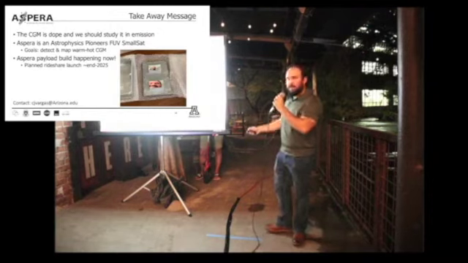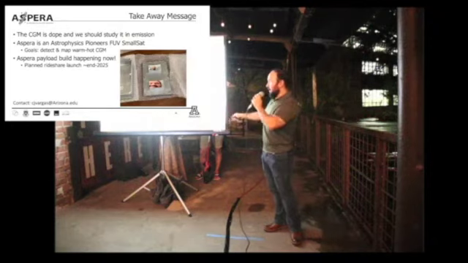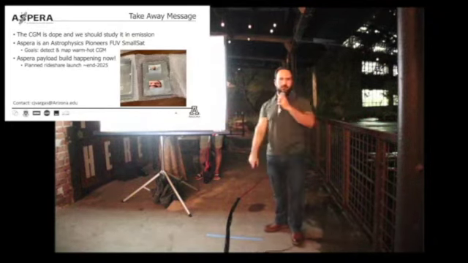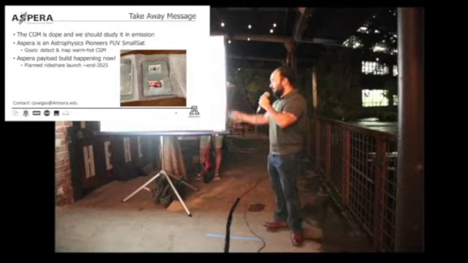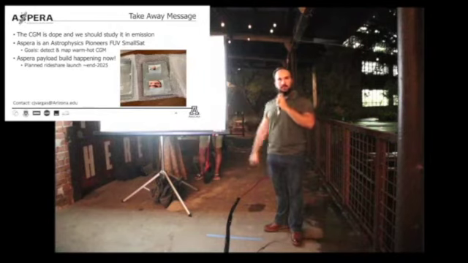ASPERA is an Astrophysics Pioneers far ultraviolet smallsat mission. We are aiming to be the first to map the warm, hot circumgalactic medium. We're building it right down the street at U of A. The build's happening right now, and we're planning to launch at the end of 2025. Thanks very much for listening.